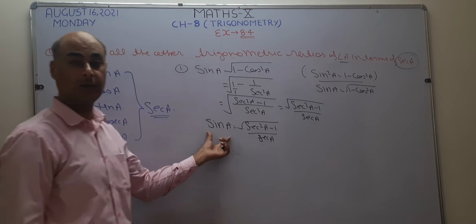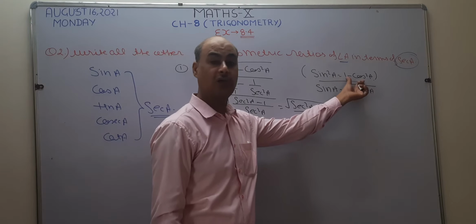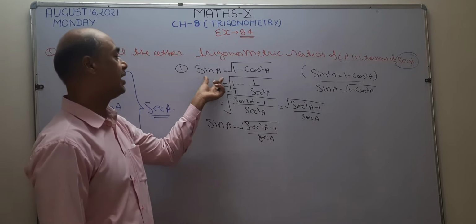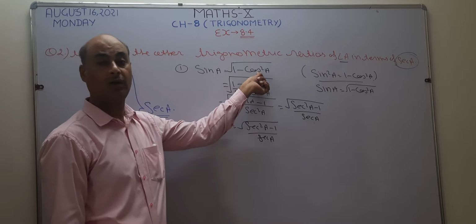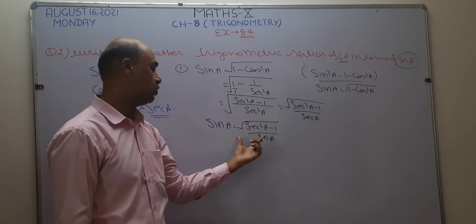Clear? I want to repeat. First, I want to use this identity: sine square A equal to 1 minus cos square A. And I want to remove this square, so this becomes its square root. So instead of sine A, I can write the square root of 1 minus cos square A. After that, I want to write the reciprocal of cos. The reciprocal of cos is 1 by secant square A. Now take the LCM and this is your answer.